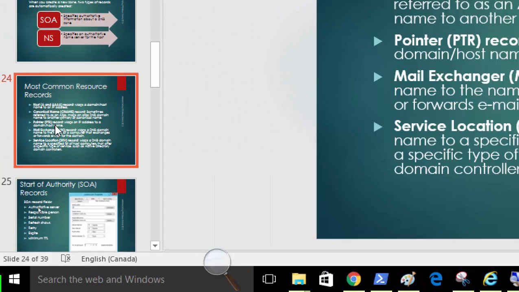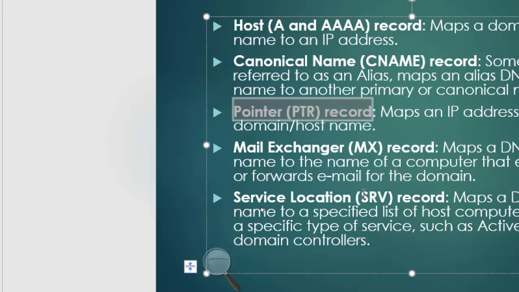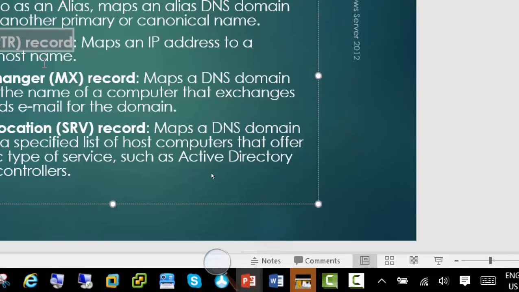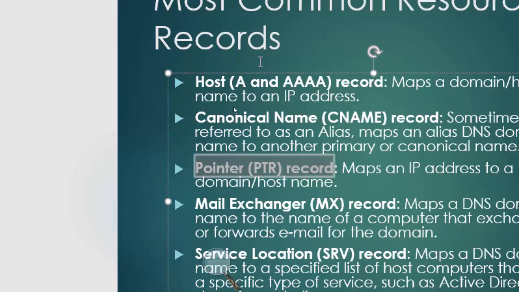Most common resource records: does anyone know what a PTR record is? Pointer. A pointer record means it points to the record. PTR record is for the reverse lookup zone, right? And in the forward lookup zone, it's a host record, right?